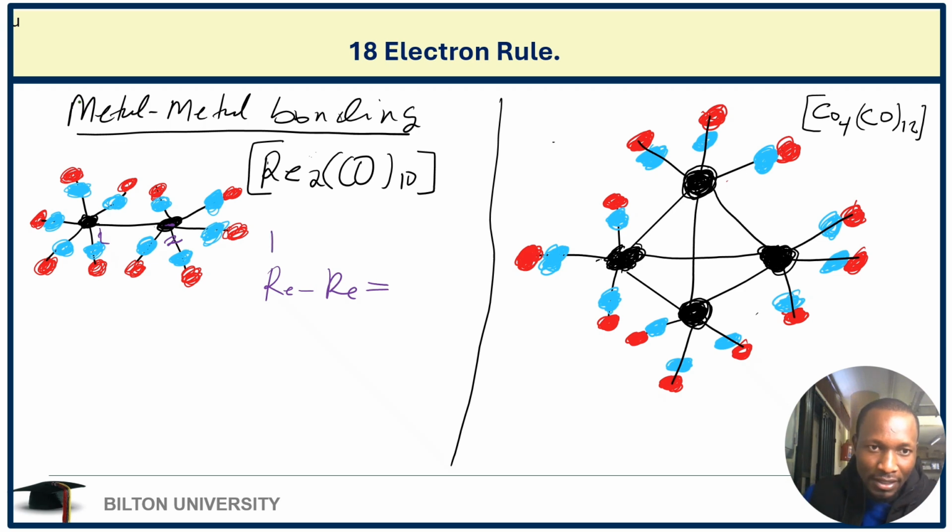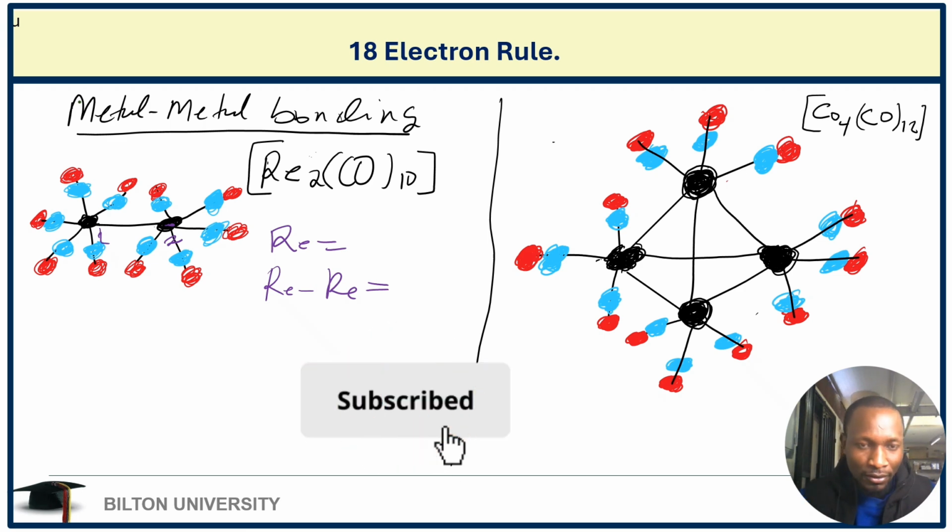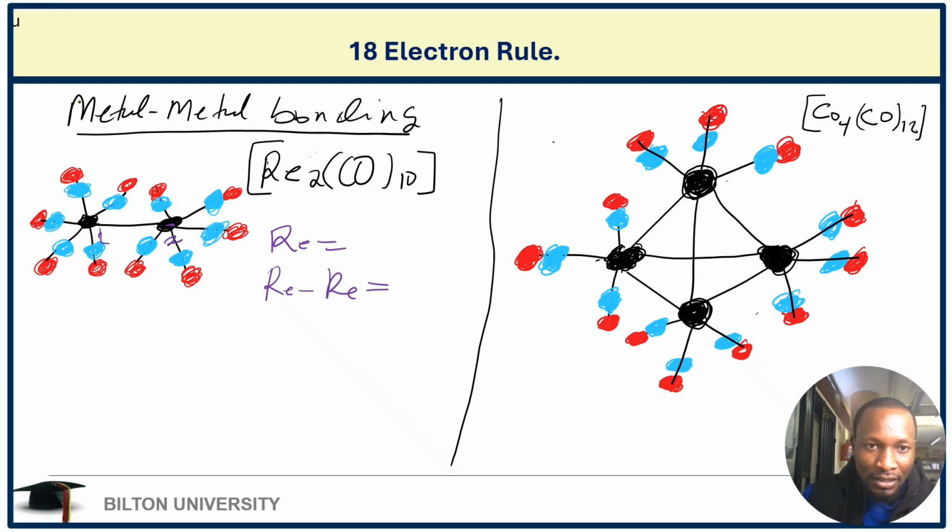But also, let's arrange them in order now. Rhenium is in which group? Let's check our periodic table. Rhenium is in group 7, so it's going to be D7, meaning that it will contribute 7 electrons. But then, how many carbonyls do we have here? Look, this is how we write this complex here. So we have 2 rhenium and we have 10 carbonyls. What does that tell you? It tells you that there's a rhenium bond, and in each rhenium we have 5 carbonyls.